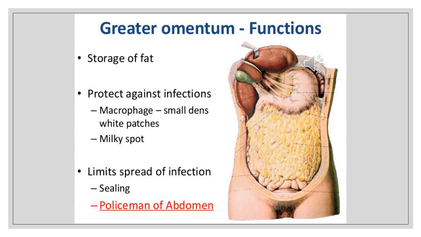The functions: the greater omentum is a storehouse of fat. It protects the peritoneal cavity against infection because of the presence of macrophages in it. Collections of macrophages form small dense patches known as milky spots, which are visible to the naked eye. It also limits the spread of infection by moving to the site of infection and sealing it off from the surrounding areas. On this account, the greater omentum is also known as the policeman of the abdomen. The greater omentum forms a partition between the supracolic and infracolic compartments of the greater sac.